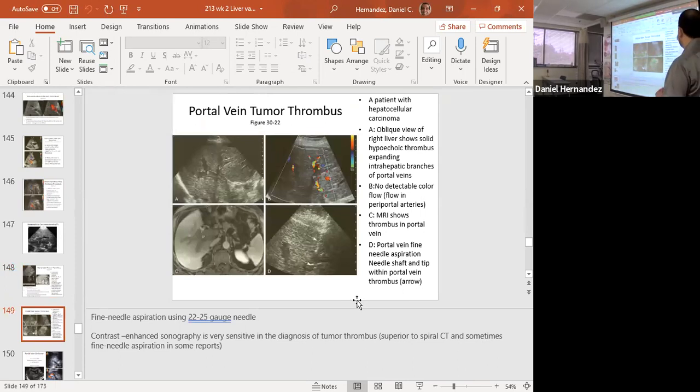Again, with portal vein tumor thrombus, it typically begins in the smaller branches and works its way into the larger. So we'll check the smaller branches for presence of tumor thrombus as well. Again, this is a patient with hepatocellular carcinoma with some oblique views. So you can see thrombosis of the branch vessels, so your left branches.